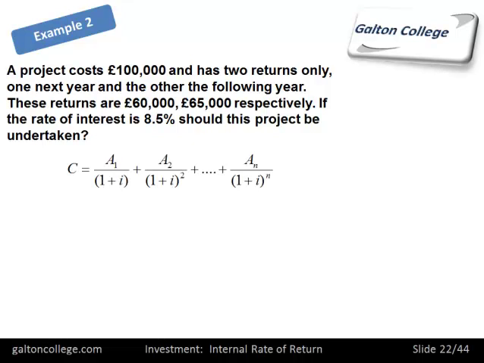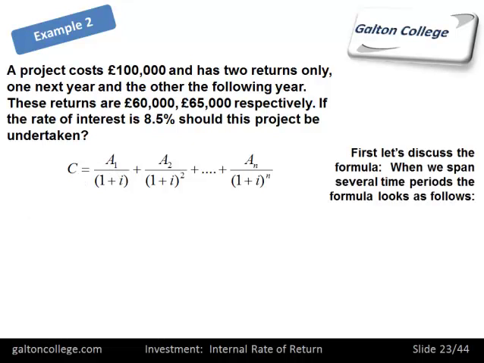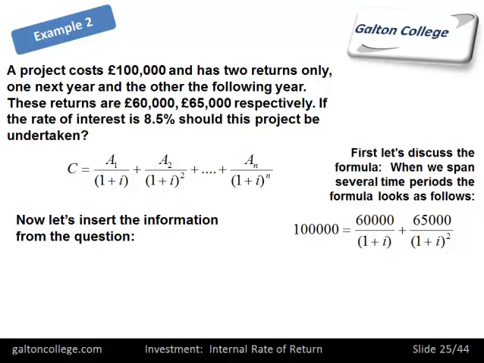Back to the formula, which is there. Here in this case I've extended the formula, so we have the first time period, the second time period, plus plus plus, and the nth time period, some time period in the future. In this case we've only got two time periods in our question, so we'll be cutting it off at A2 on this one here. So the formula really looks like the one we've got there. Now let's insert the information into the question.